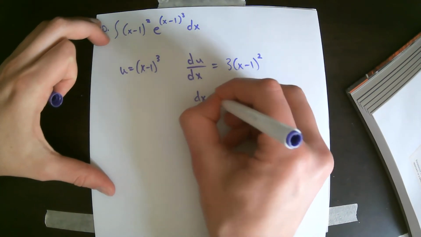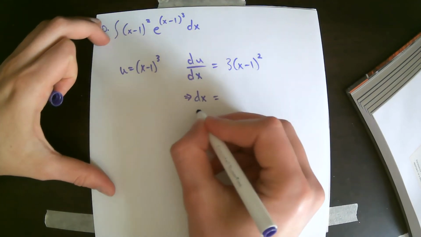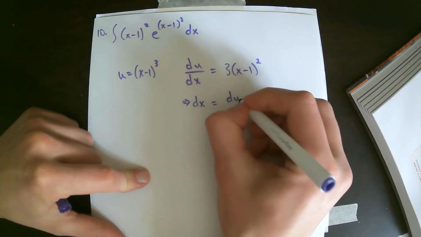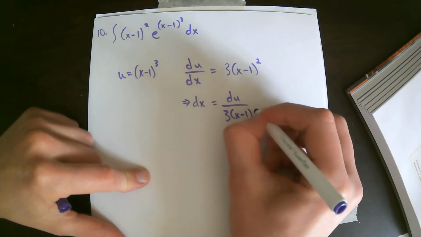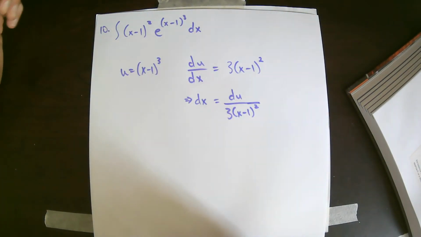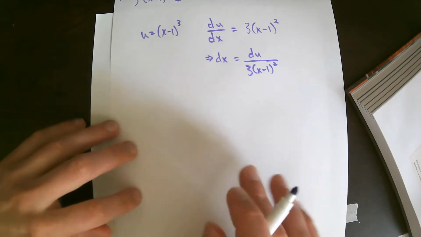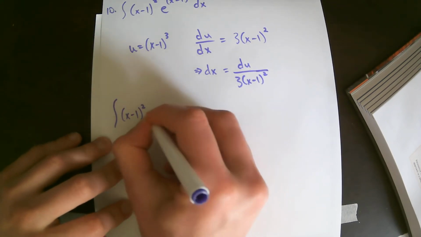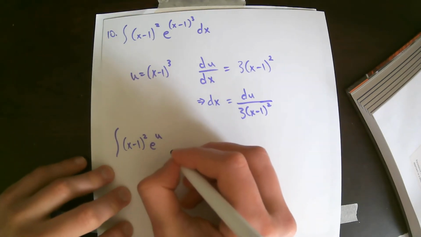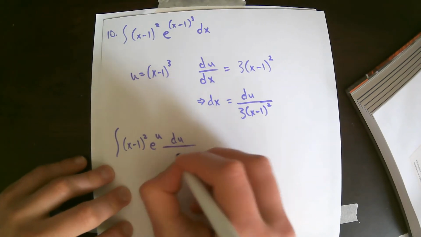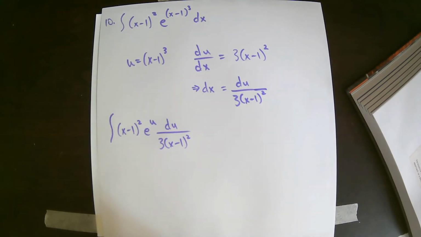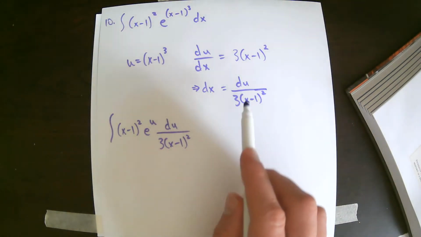That means that somehow this is going to end up canceling with this. By the way, what is dx going to be equal to here? This implies this. You'll multiply by dx and then divide by this whole thing. So du over 3 times x minus 1 all squared. Now, rewriting the integral, I've got x minus 1 all squared times e to the u, and then dx is du over 3 times x minus 1 all squared. So take a second, make sure you see how I replaced the exponent of e with u, and how dx got replaced by this.